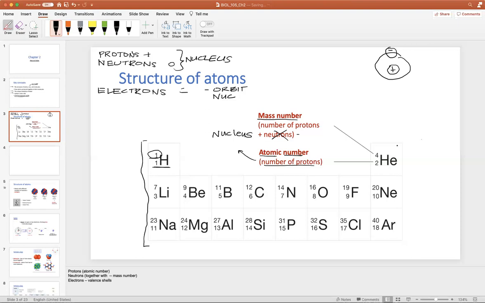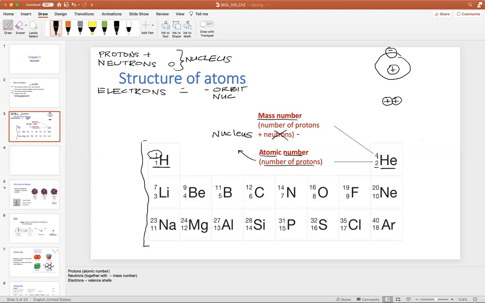Let's look at this element here, this He, this is the chemical symbol for helium. So let's see if we can do a similar thing with helium. Let's start here with the number of protons, or the atomic number, okay? So the atomic number is 2. That tells us there are 2 protons. Protons are positive and they occur in the nucleus. So let's draw those in. 1, 2.